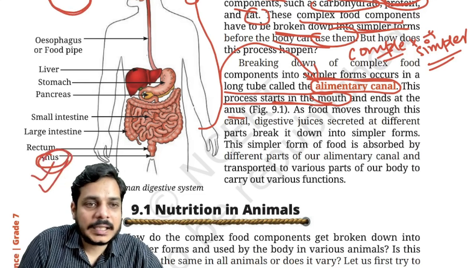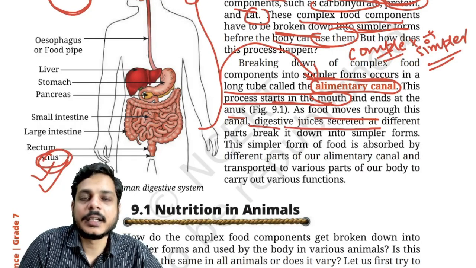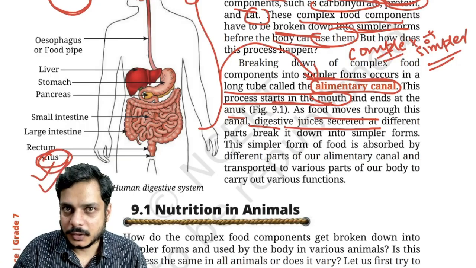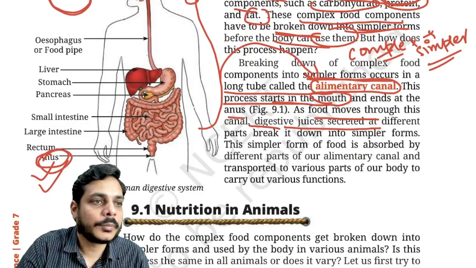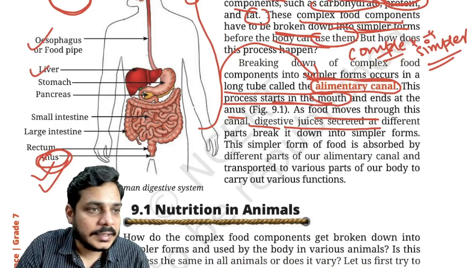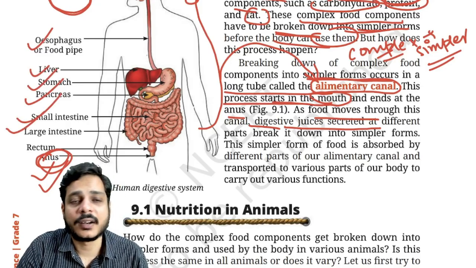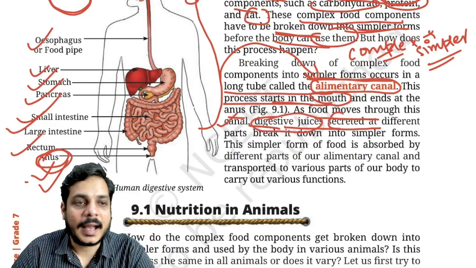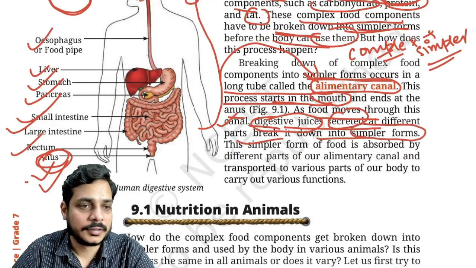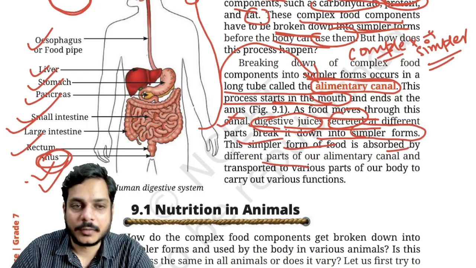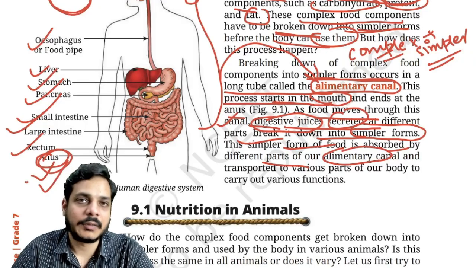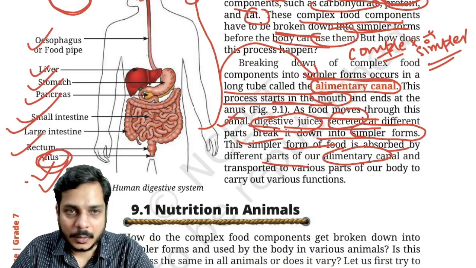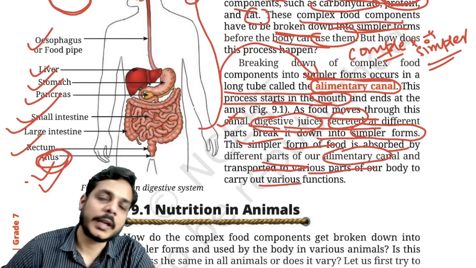Now, you will see as food moves through various canals, digestive juices are secreted. There is a process of complex substances getting into simpler substances, and we need certain types of digestive juices that can break them down at different levels. You can see so many components: esophagus or food pipe, liver, stomach, pancreas, small intestine, large intestine, rectum, and then the anus. As food moves through this canal, digestive juices secreted at different parts break it down into simpler forms. This simpler form of food is absorbed by different parts of the alimentary canal. At different points you will have secretion of digestive juices, and also absorption of the nutrients required for life processes, which are then transported to various parts of our body to carry out various functions.